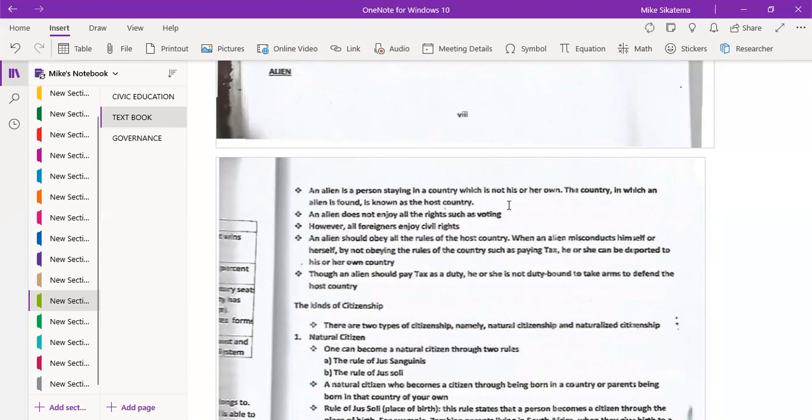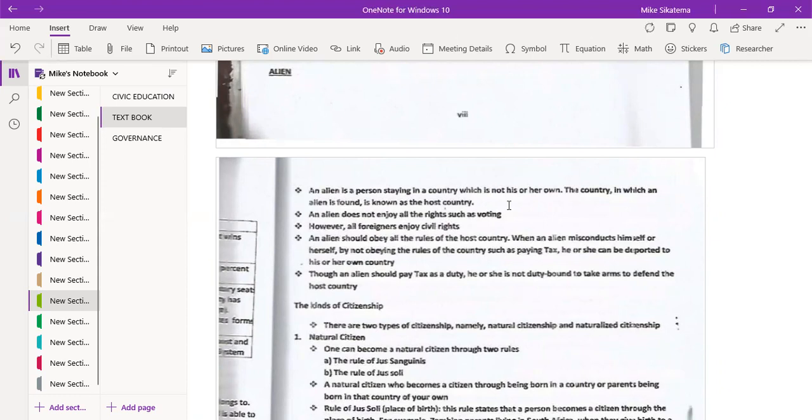So an alien does not enjoy all the rights such as voting, I mentioned that, but they do enjoy all other rights that are, for example, religious rights and educational rights. They have a right to be educated, they have a right to practice their religion freely because that's in line with our Zambian constitution that we discussed. An alien does not enjoy all the rights. However, all foreigners enjoy civil rights, like I've mentioned.